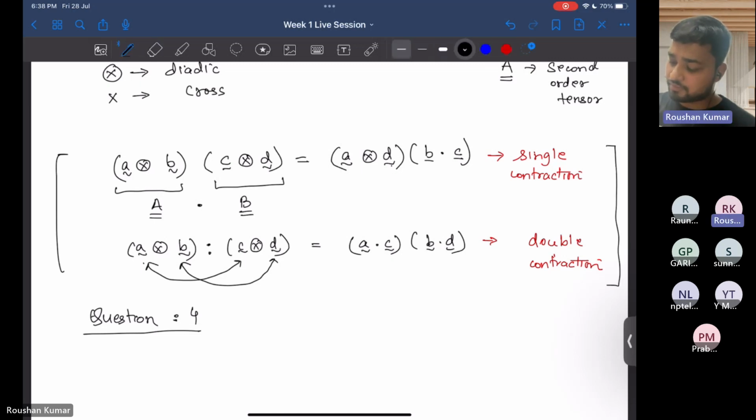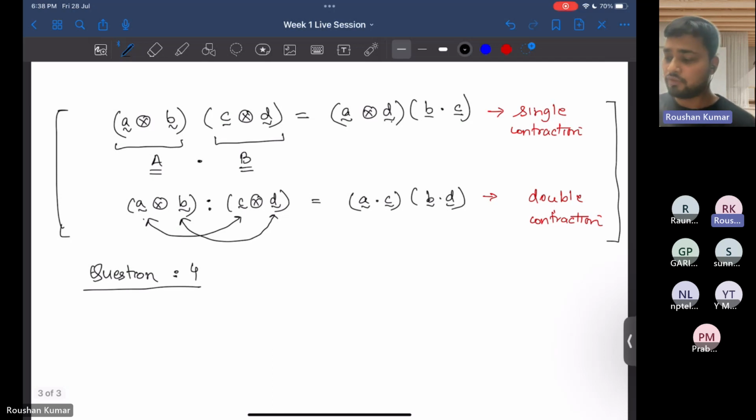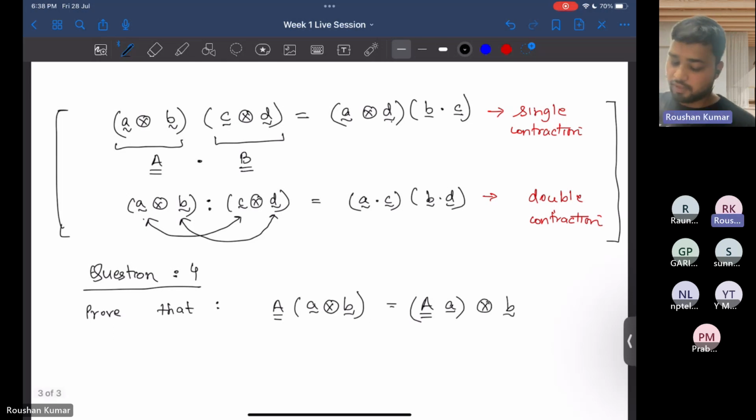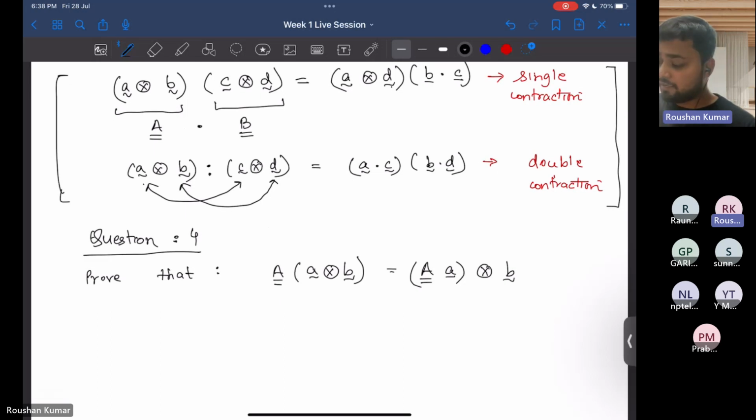This is for your reference. You can use it anywhere if you want to do any operation within tensors. So question 4 is, we have to prove that tensor A times the vector dyadic product a⊗b is equal to tensor A times vector a, dyadic product b. We have to prove this one.